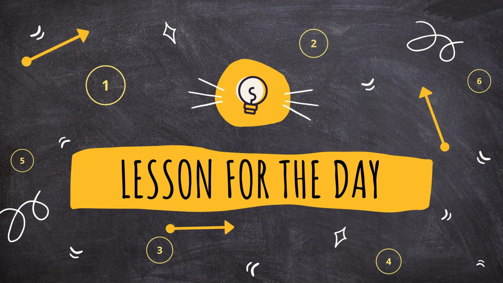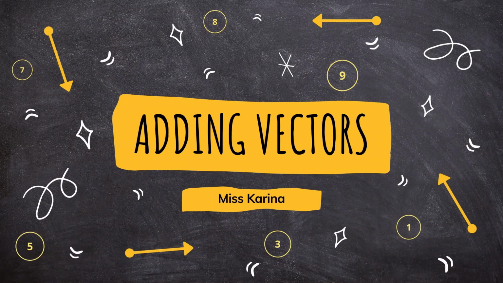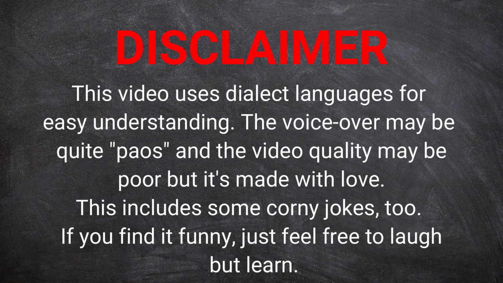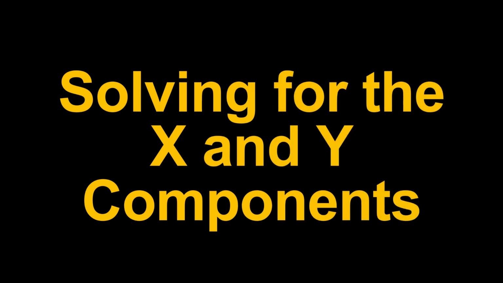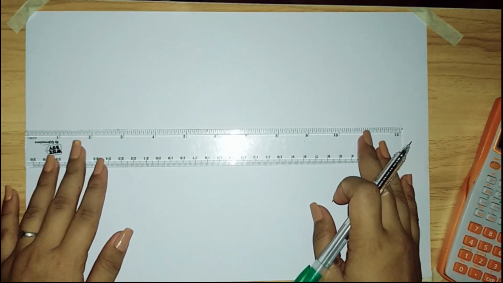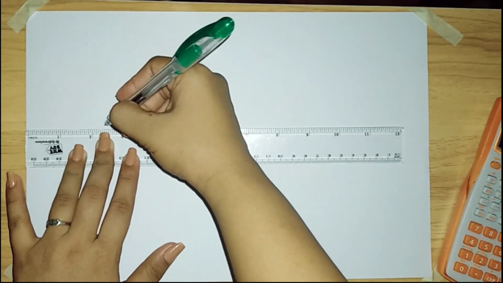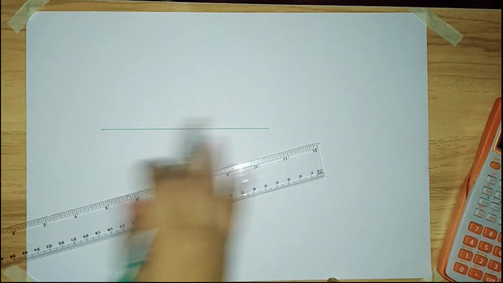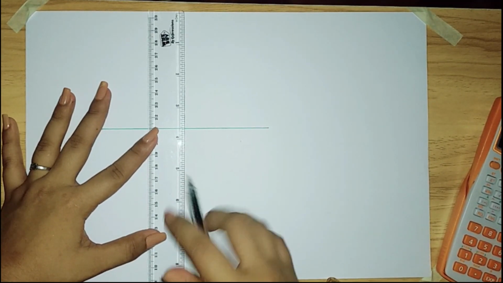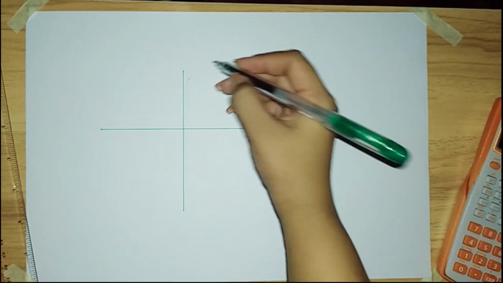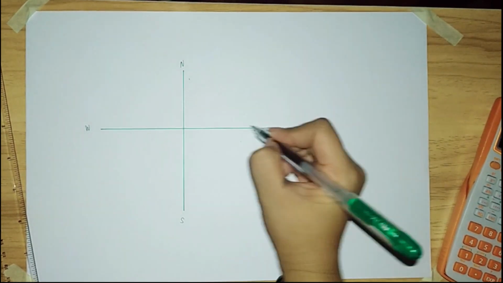The lesson for the day is about adding vectors. In this video, let us solve for the x and y component. So what if in the problem, you were given only a resultant and you do not know what are the different components on that resultant? For example, let's have this one. So I'm going to write here a Cartesian plane. So we have here for the north, south, west, and east.